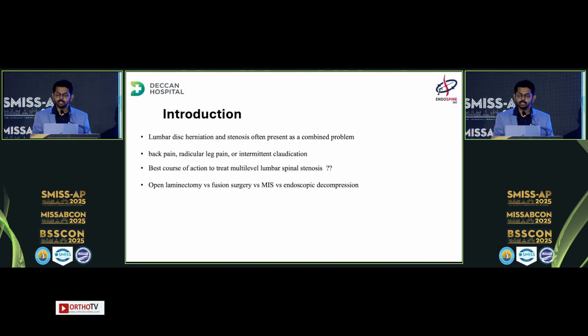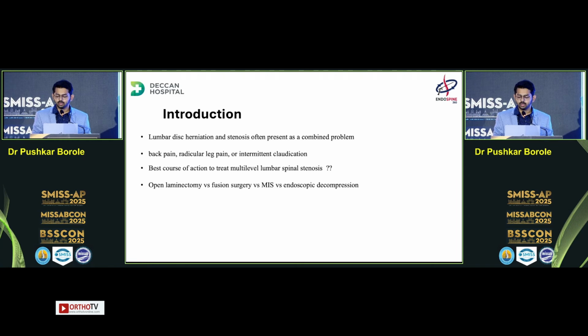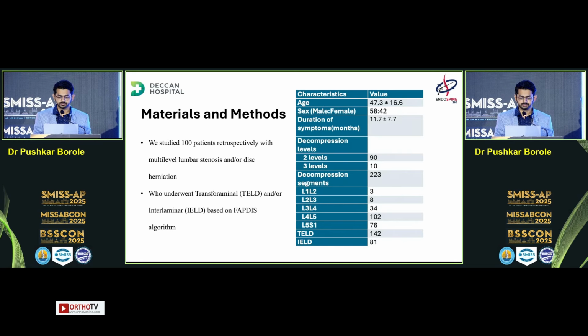Lumbar disc herniation and stenosis often present as a combined problem in different stages of pathogenesis. This results in symptoms like back pain, radicular pain, and claudication. There remains a controversy on how to treat multi-level lumbar stenosis, and we have options like open laminectomy, fusion, MIS, and endoscopy. Due to small skin incision and minimal tissue damage, endoscopy offers a good alternative for decompression in multi-level lumbar stenosis and herniation.